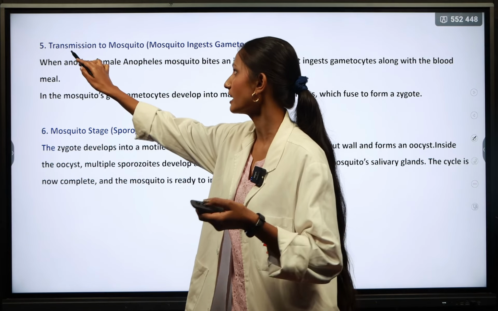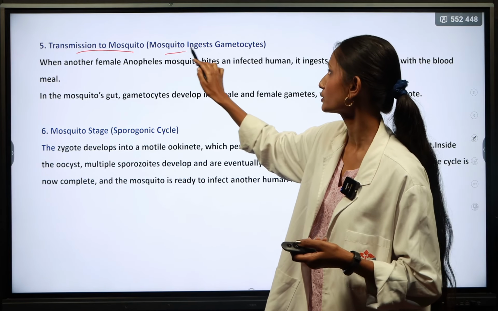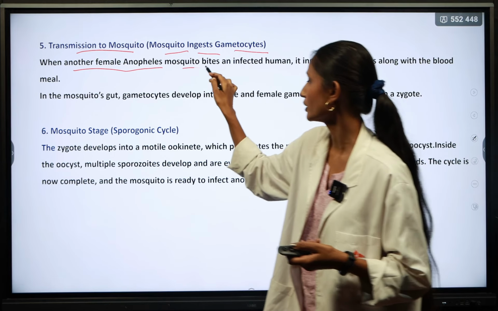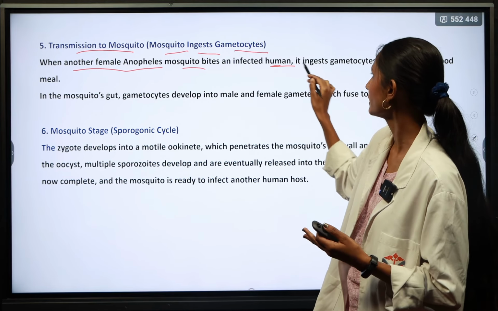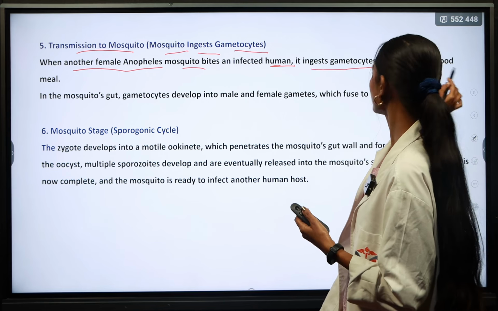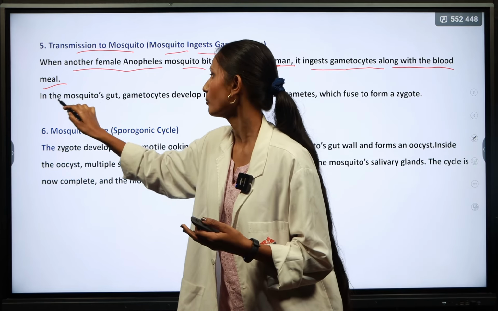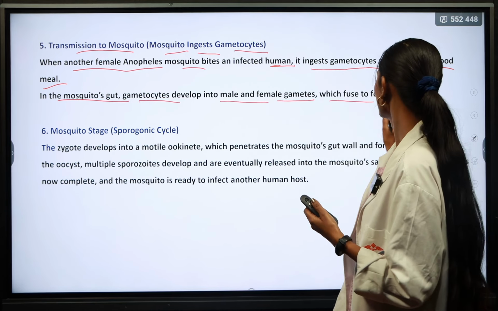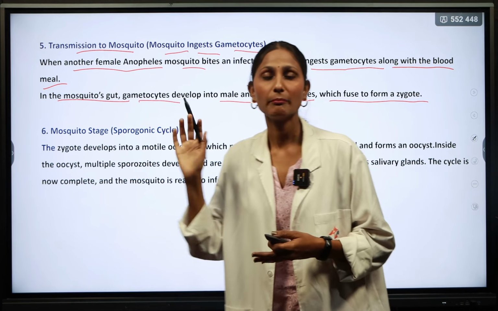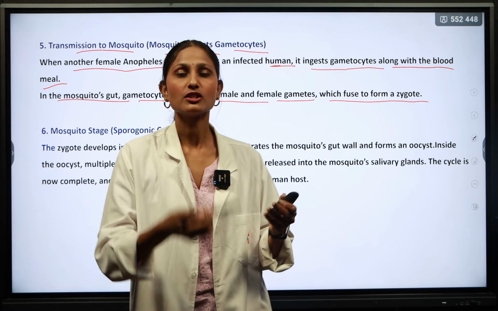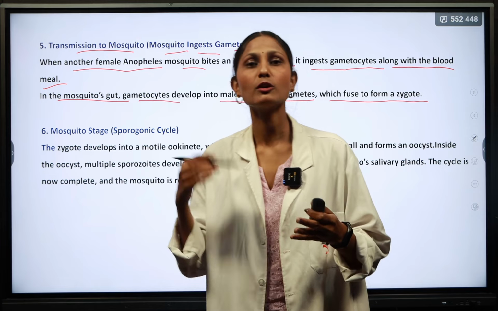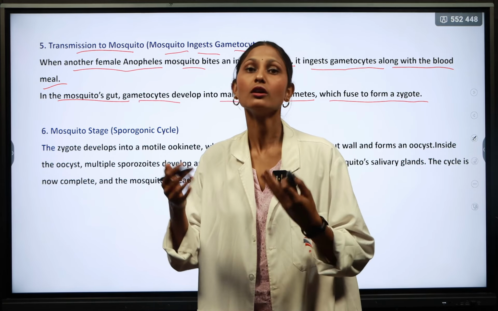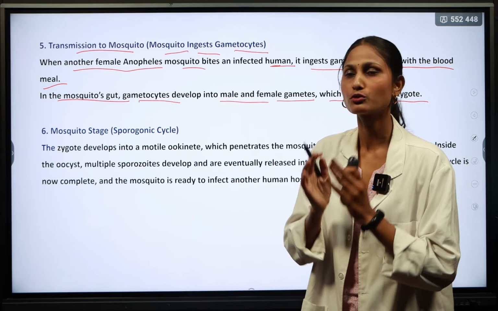The next one is transmission to the mosquito, where the mosquito ingests gametocytes. When another female Anopheles mosquito bites an infected human, it ingests the gametocytes along with the blood meal. In the mosquito gut, the gametocytes develop into male and female gametes, which fuse to form a zygote. So the male gamete and female gamete are ingested by the mosquito, enter inside it, and get fused together.